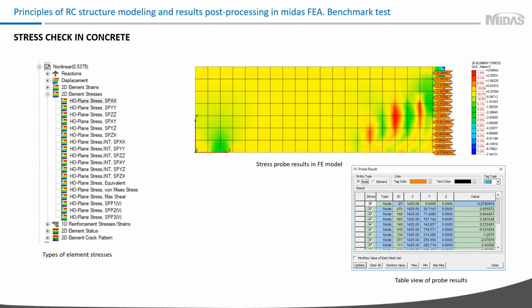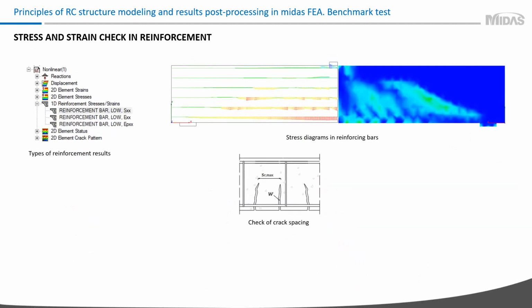Stress and strains check reinforcement. Here you can see whether reinforcement has plasticity or not. Also, the stress check allows you to see whether the reinforcement bar works between cracks. You can roughly estimate the crack spacing here. You can check the strains in bars as well, and you can compare the strain with a limited strain.